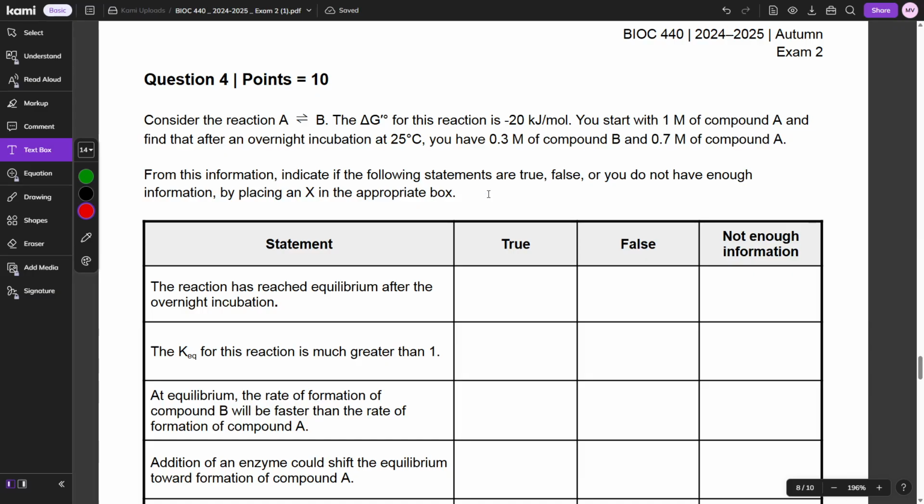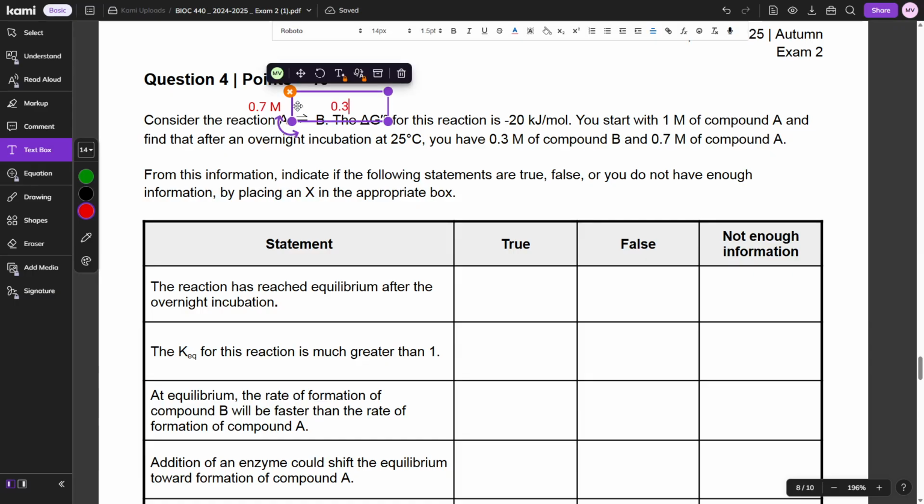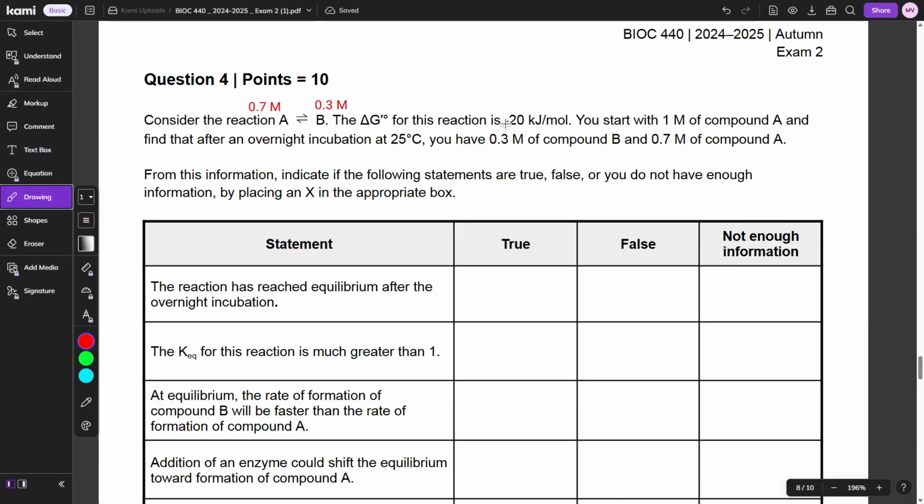Okay, so we've got a couple things here to take into account. We could just go straight to these options and go through them, but I do tend to try and make this a little bit easier on myself, and I say 0.7 molar and 0.3 molar right after a night of this incubation, right? So after I put these numbers in here, immediately a problem is jumping out to me, right? The fact that this is negative 20 and the products are not greater than the reactants tells me this reaction is not in equilibrium, right?